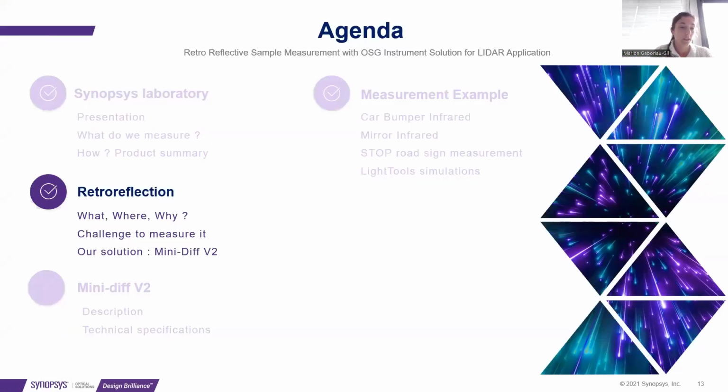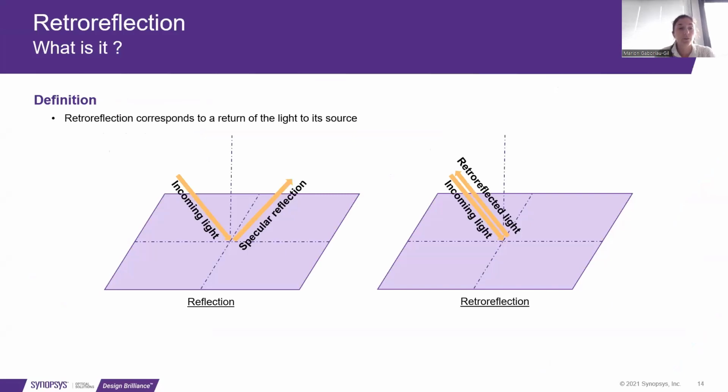So now let's go to the core of the subject, retroreflection. Let's start with a short definition. Contrary to reflection, where the light is reflected with the same angle as the angle of incidence, retroreflection corresponds to a return of the light to its source. In optics, it's really a challenge to measure it, and it could be very interesting and important to be able to measure retroreflection.